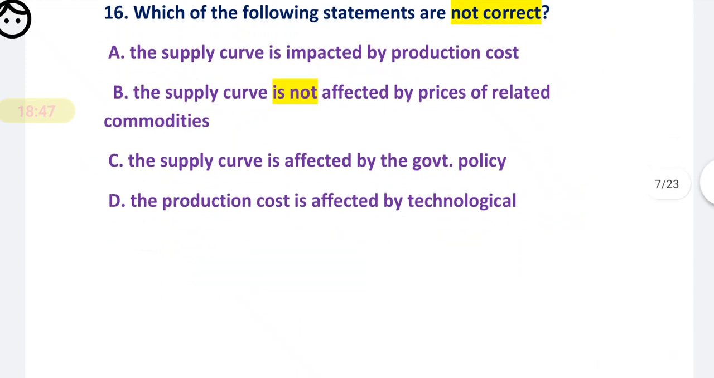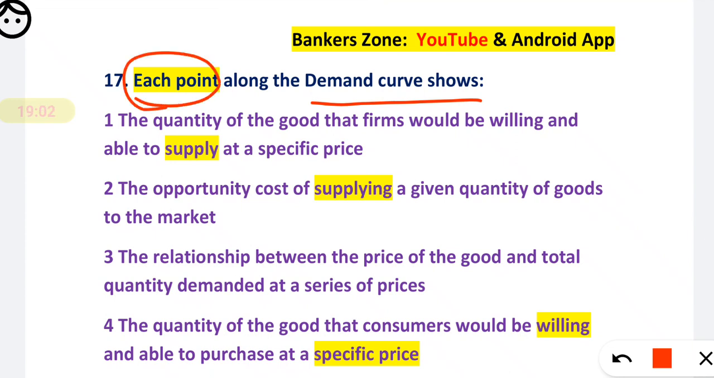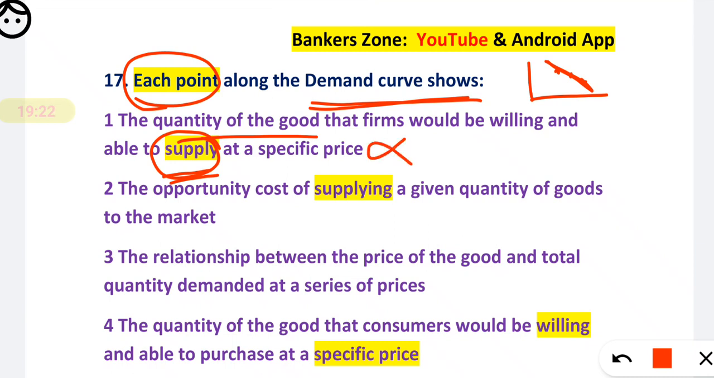Now the question number 17 we are going to discuss: each point along the demand curve shows. So friends, this is a very important and confusing question. They are asking about each point in the demand curve. See, this is the demand curve and they are asking what each point along the demand curve shows. Option number 1, the quantity of the good that firms are willing to supply. Here is the word supply. Along the demand curve, we cannot judge the supply. So with the word supply itself, we can say it is not correct.